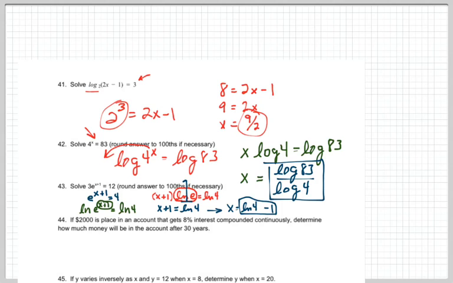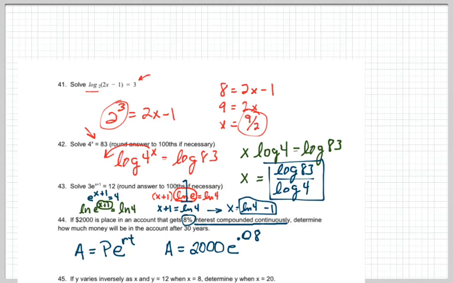Again, no calculator for 44 because I don't have one with me, but the key words here: interest compounded continuously. The amount you'll end up with is equal to your principal times e to your rate times your time. And so if I want to find out how much I'm going to have, I start with my principal, 2,000. I take it times e to the, my rate is 0.08, taking the percent and making it into a decimal equivalent, times 30. I'll put my 30 like that because it's times t.